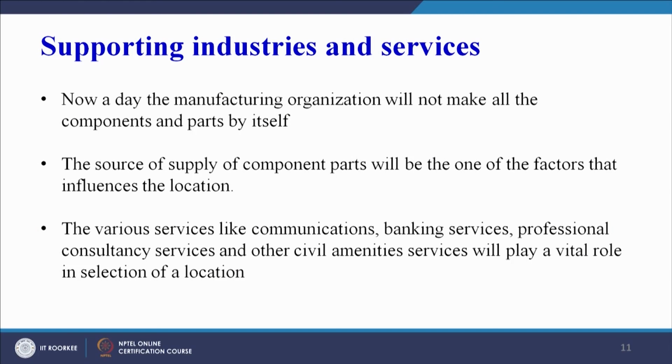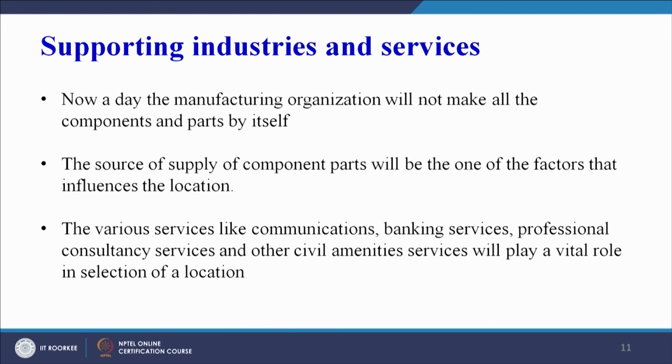So the last factor is there on your screen, that is supporting industries and services. Nowadays manufacturing organizations will not make all the components or parts by themselves. They depend on the ancillary units who will make certain parts for them, and these parts are finally assembled by the company in order to make their product. So the source of supply of component parts will be one of the factors that influences the location.